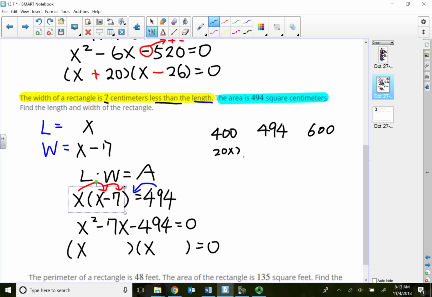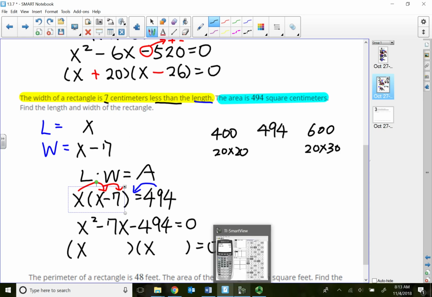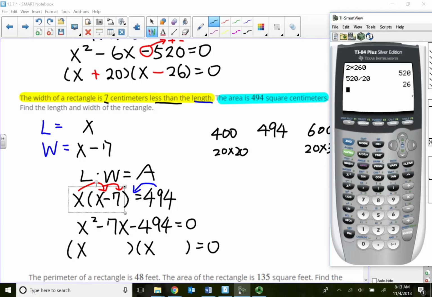So there's 20 times 20 and 20 times 30 for the 600. So earlier I had a 520, and the 520 earlier gave me 20 and 26. Since the 494 is smaller than 520, and I also used 20 earlier, now I need to go a little bit smaller than 20 to somehow come up with my 494.